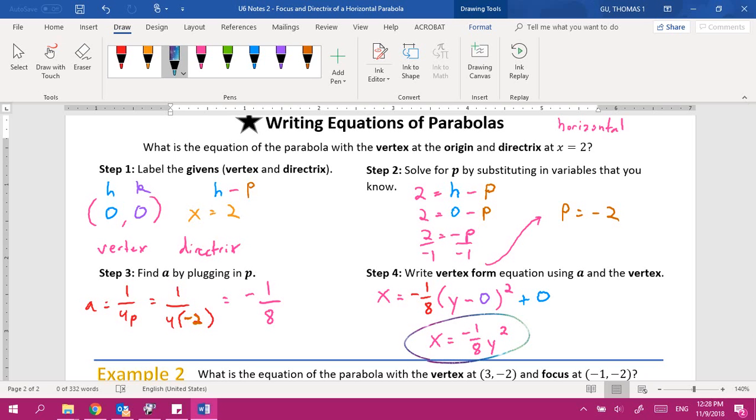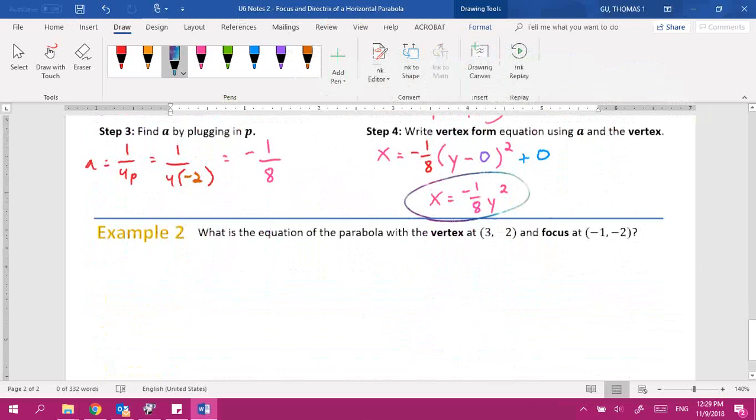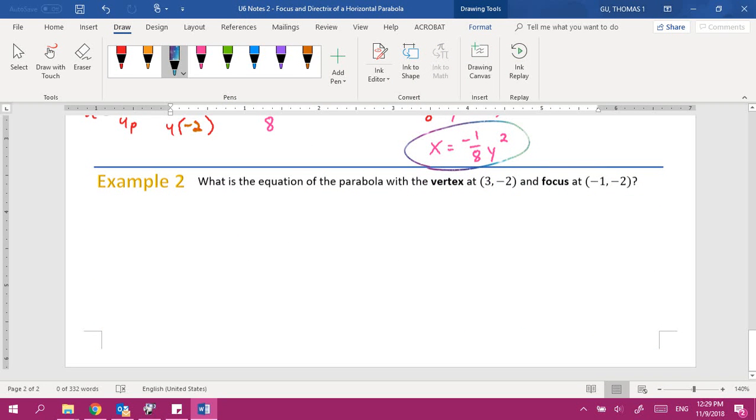Alright, so these steps work for every single version of this kind of problem you'll get. So let's do one final example, guys, and we will be done. All right, example 2. Look at this one. It's a little different. This one says, what is the equation of a parabola with the vertex at 3, -2, and the focus at -1, -2? So the first thing you have to do is identify, is it vertical or horizontal? And how can you tell with that information right there, though?